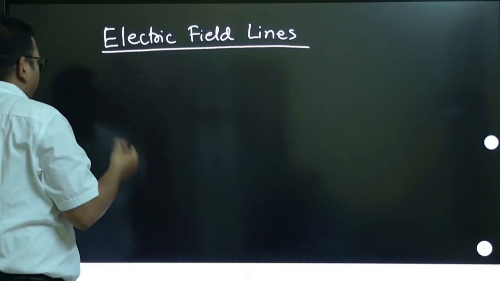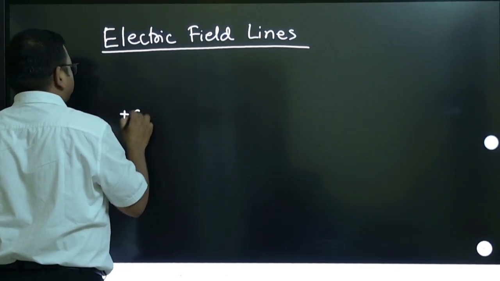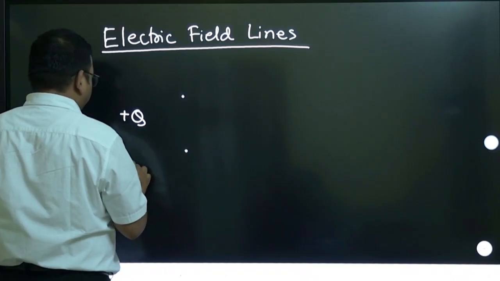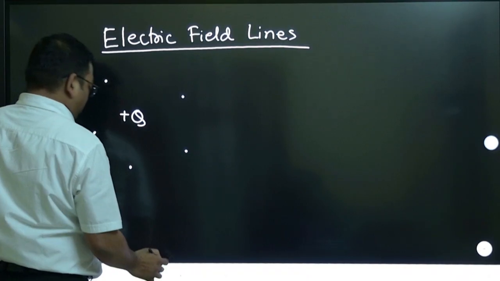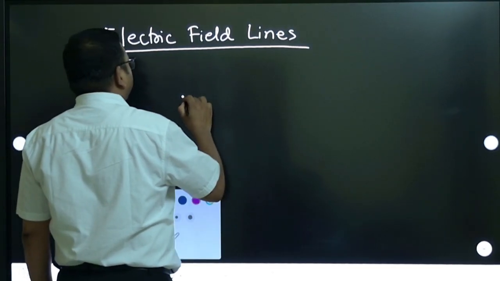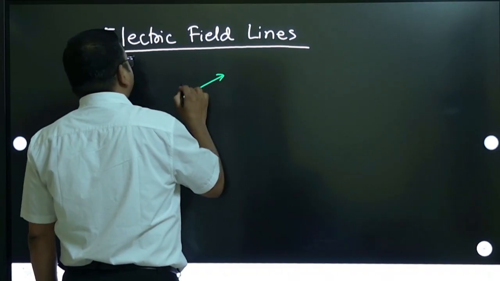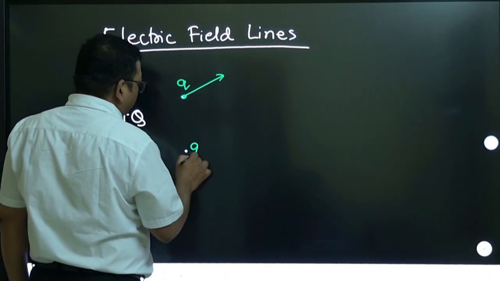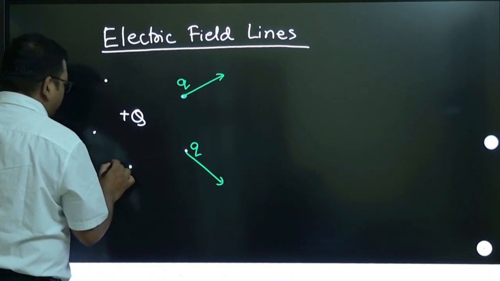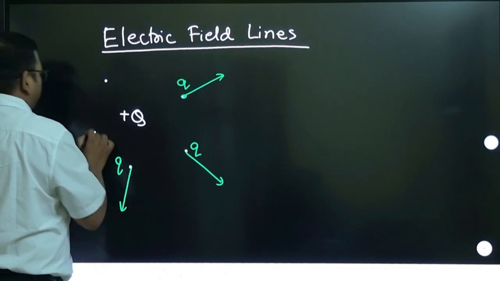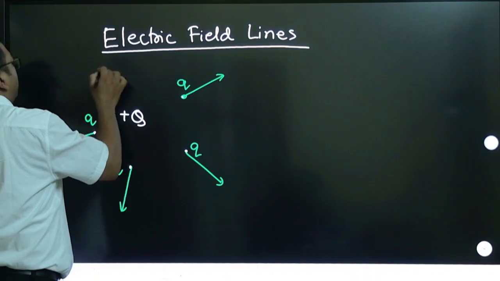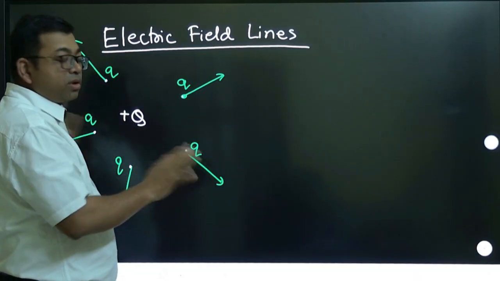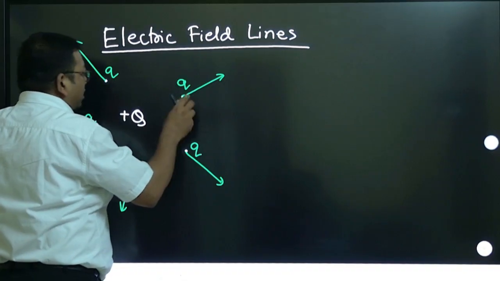If you consider a positive source charge and keep a test charge here, or here, or anywhere, it will experience a force. Because this test charge is positive, it will move away. Wherever you keep it, it will move away, so you can see that it will move radially away from this body.